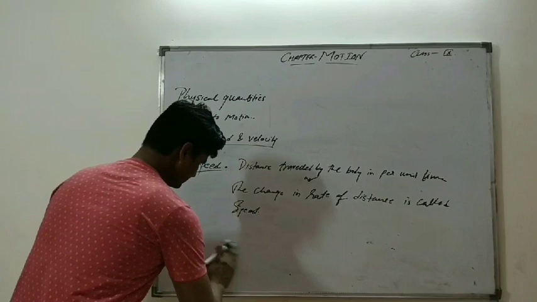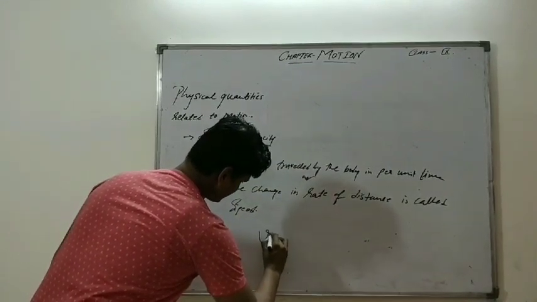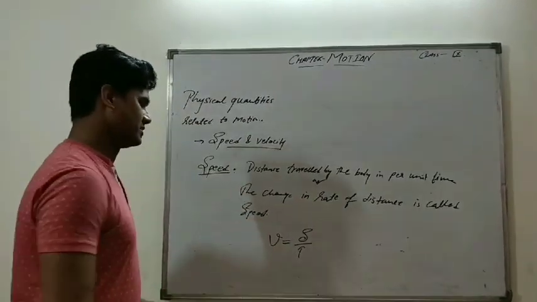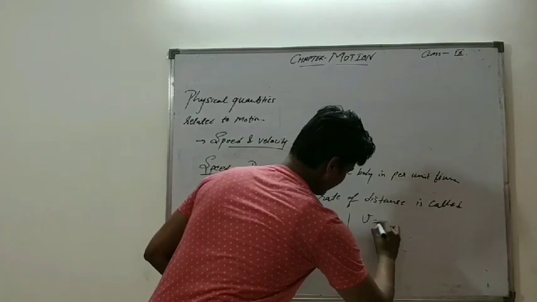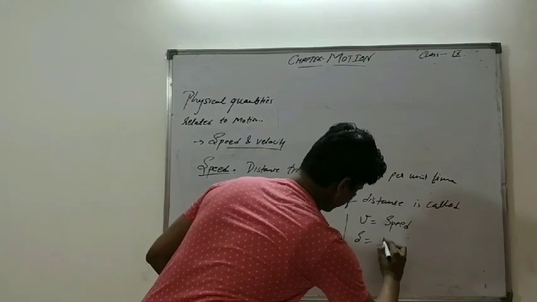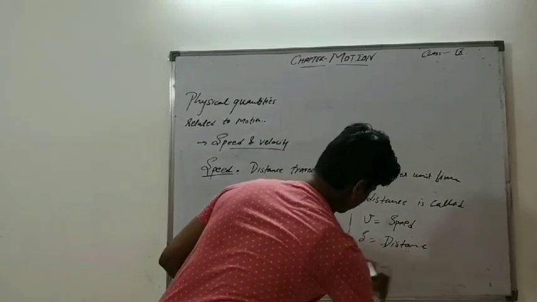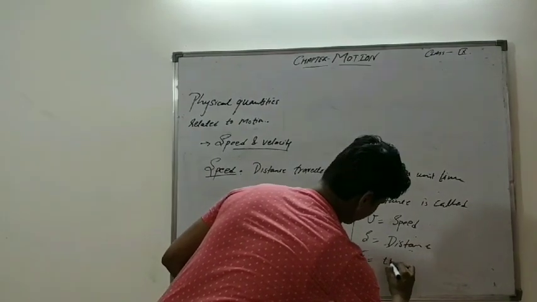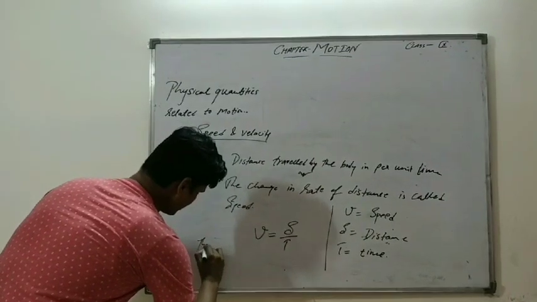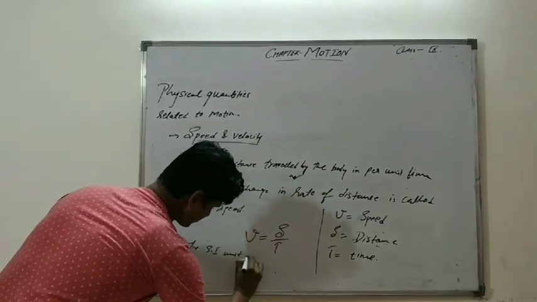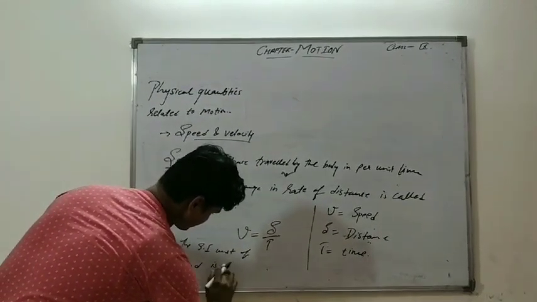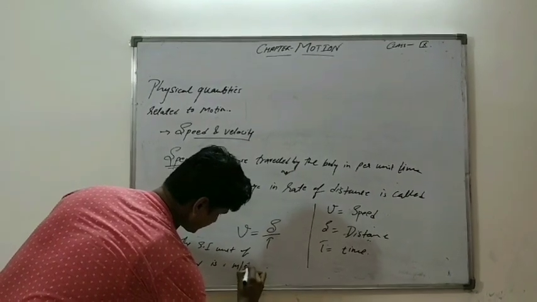It can be expressed as v equals s upon time. Here v is speed, s is denoted by distance, and time is denoted by t. The SI unit of speed is meter per second.